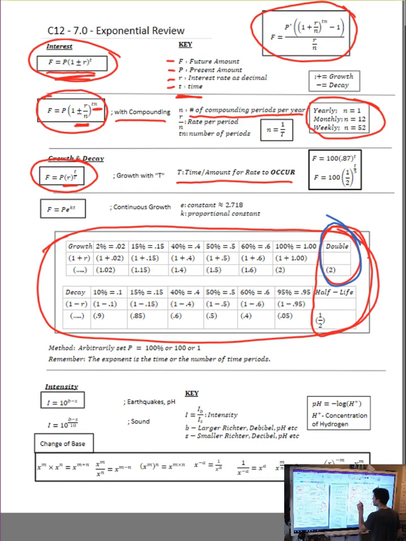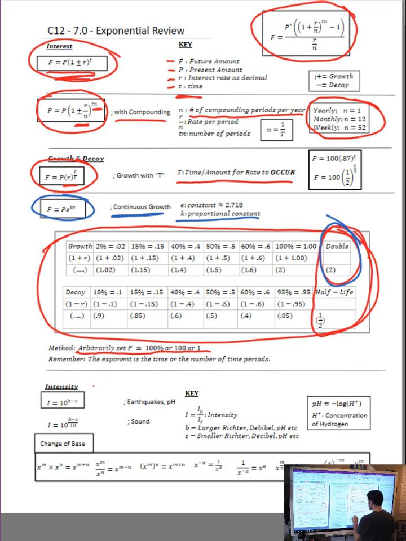Now, if we see the word continuous growth, we're going to be using this formula. Future equals present E, the constant Euler's number, 2.71, and K, the proportional constant of growth. A couple of methods that we're going to see: arbitrarily set P equal to 100% or 100 or 1.